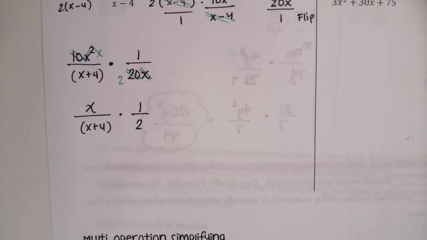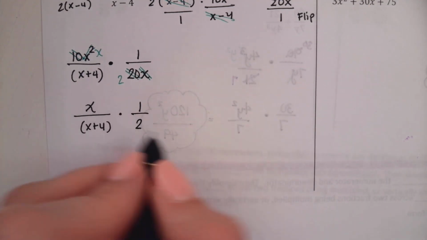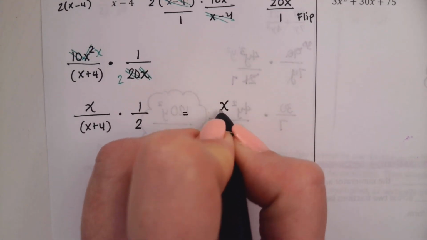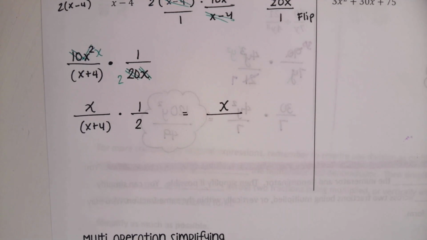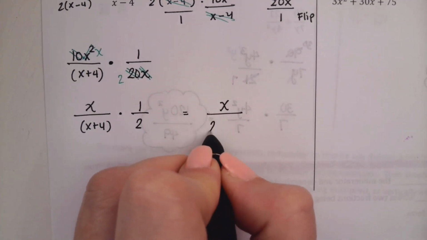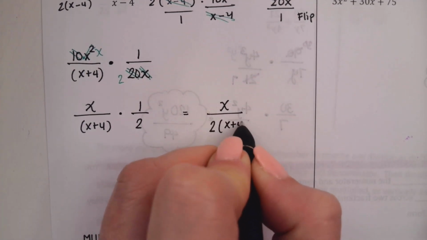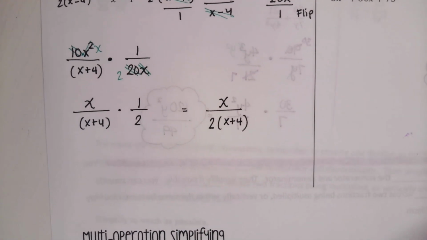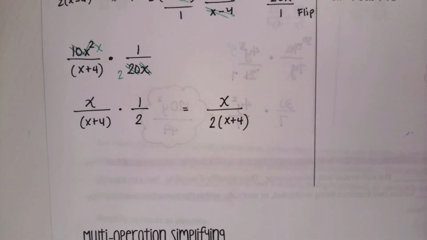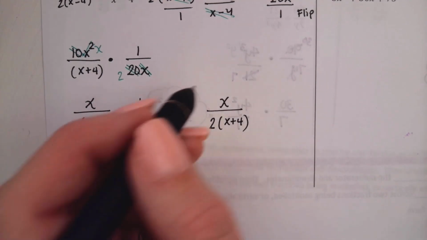So now when I do top times top, bottom times bottom, the top's going to be an x. The bottom's going to be 2 times x plus 4. If you want to distribute, you can, but you don't have to. And that's as long as x is not equal to -4, because then it would not exist.